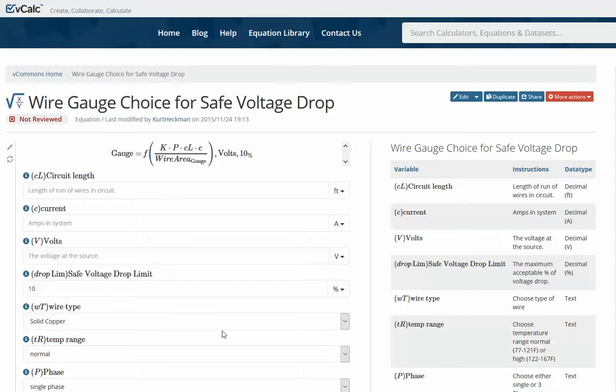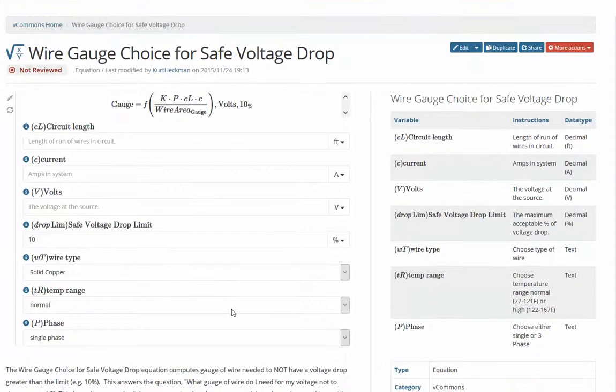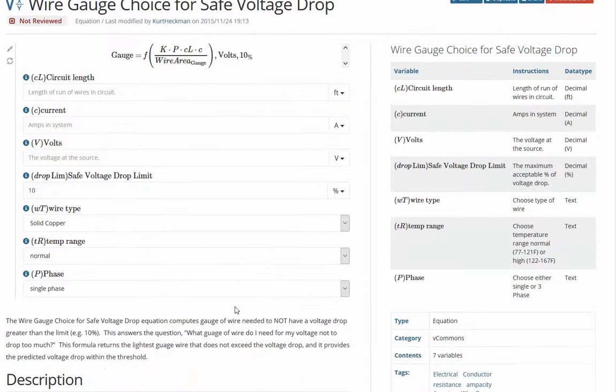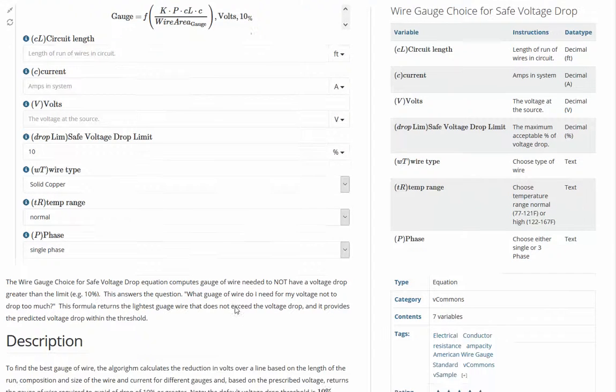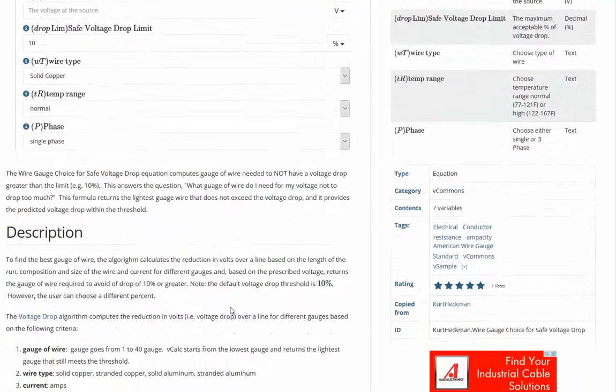VCalc's voltage drop formulas are useful and in several of our electricians' calculators. However, this one particular algorithm is particularly useful, so I wanted to demonstrate it here today. Basically, it uses a formula that will compute the voltage drop.